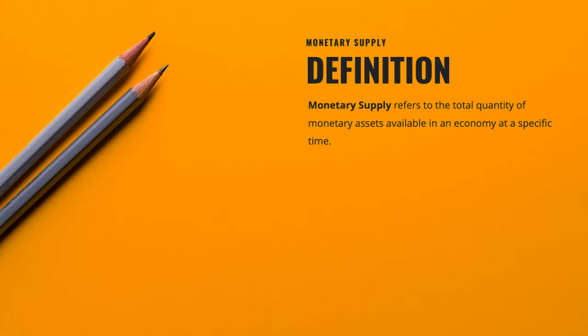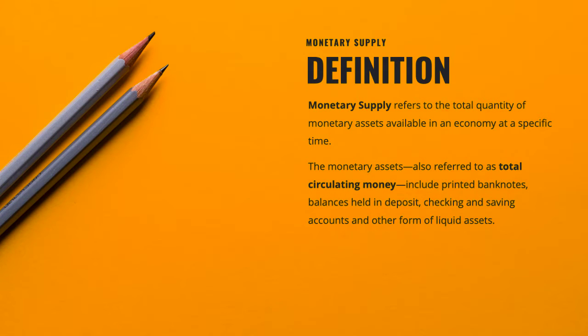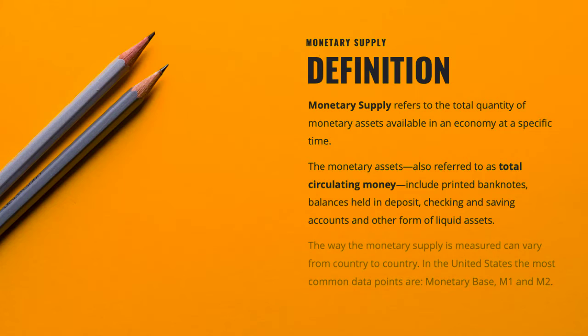Monetary supply refers to the total quantity of monetary assets available in an economy at any specific time or specified time. The monetary assets, also referred to as total circulating money, include printed banknotes, balances held in deposit, checking and savings accounts, and other forms of liquid assets.